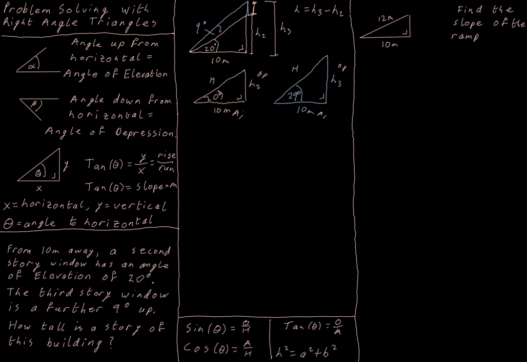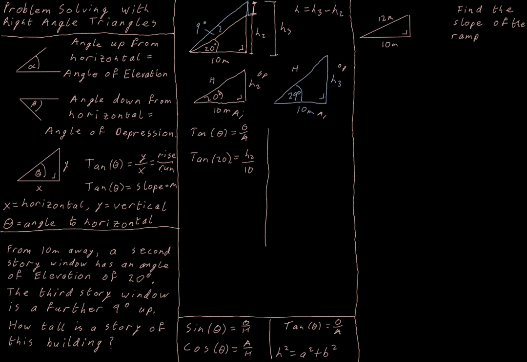So now what we can do is say, what one of our tools connects the angle, the adjacent, and the opposite together? Well, I can see that that would be the tan function. So tan is what I need. So tan of my angle is going to be opposite over adjacent. So I can do that for both of my triangles.